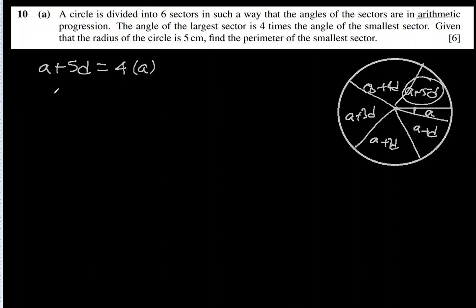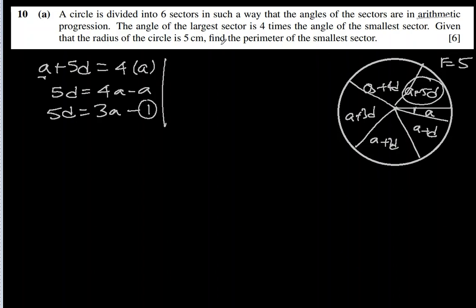So let's simplify this one, it will give us an equation. For that, let's bring this A to the other side. So 5D equals 4A minus A, 5D equals 3A. This becomes our equation number 1. The second information they've given is that the radius of the circle is 5, R is 5. Find the perimeter of the smallest sector.